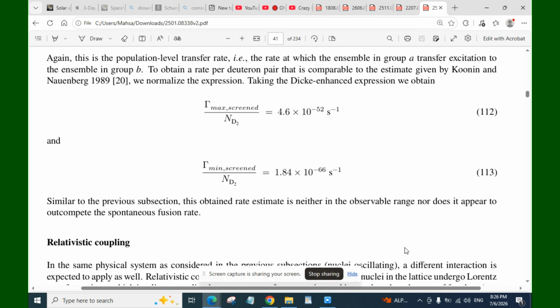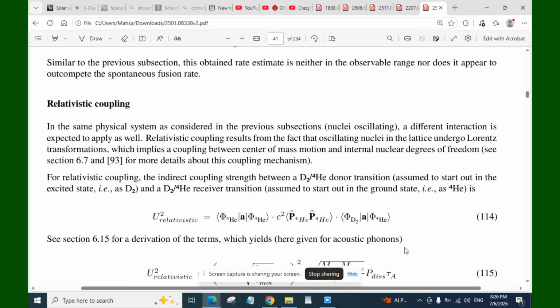Similar to the previous subsections, this obtained rate estimate is neither in the observable range nor does it appear to outcompete the spontaneous fusion rate. Relativistic coupling: in the same physical system as considered in the previous subsections, with nuclei oscillating, a different interaction is expected to apply as well. Relativistic coupling results from the fact that oscillating nuclei in the lattice undergo Lorentz transformations, which implies a coupling between center of mass motion and internal nuclear degrees of freedom. See section 6.7 and reference 93 for more details about this coupling mechanism.